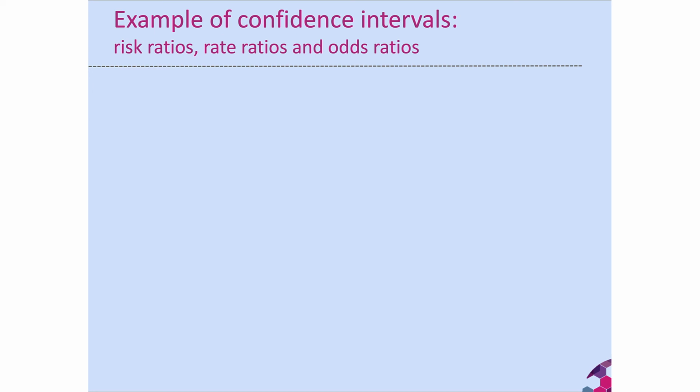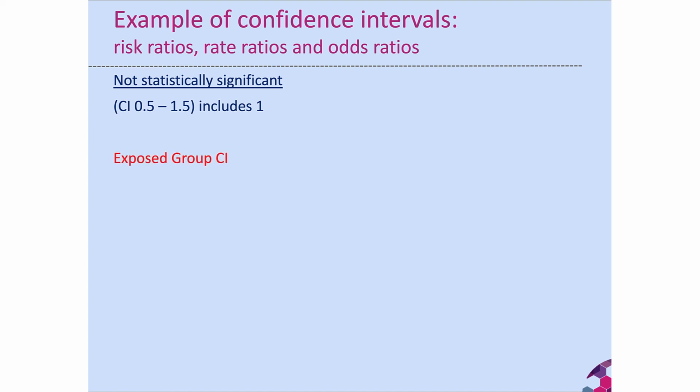So let's look at an example of a confidence interval for ratios. Let's look at an example that is not statistically significant. A confidence interval of 0.5 to 1.5 is not statistically significant, and this is because it includes 1.